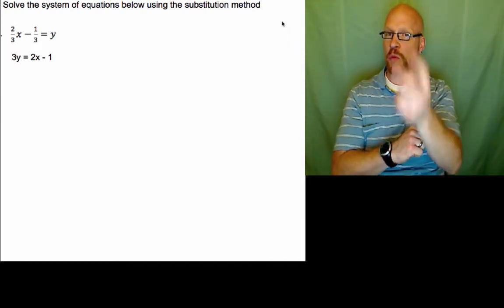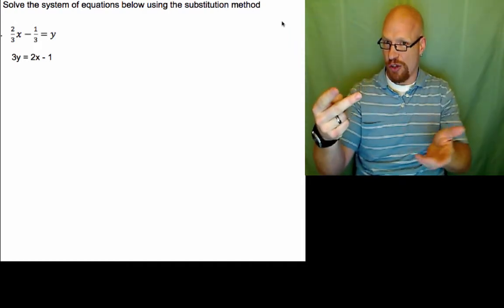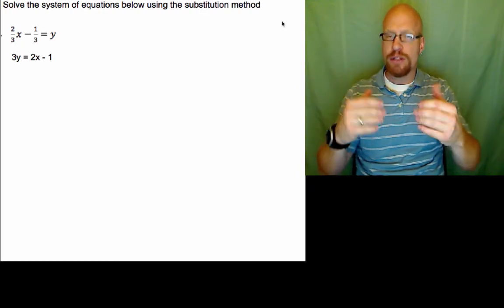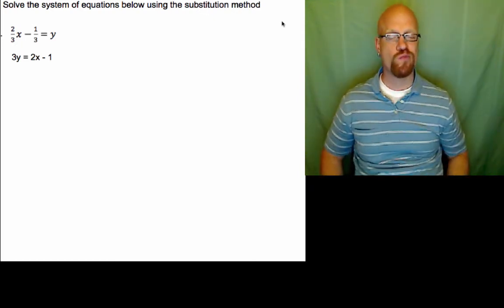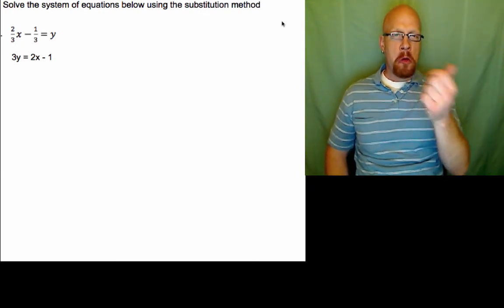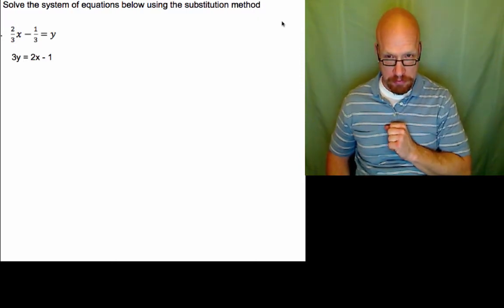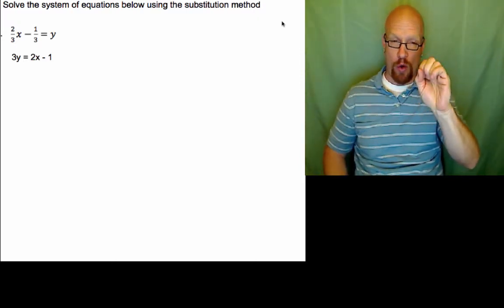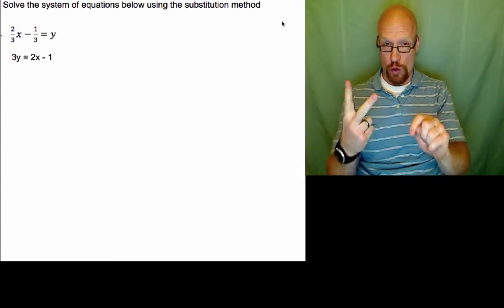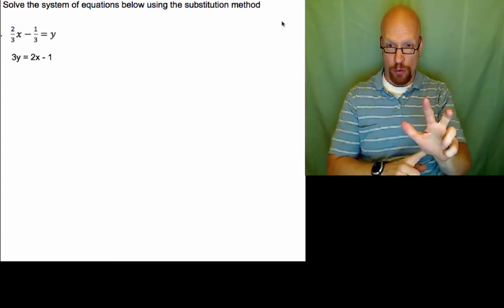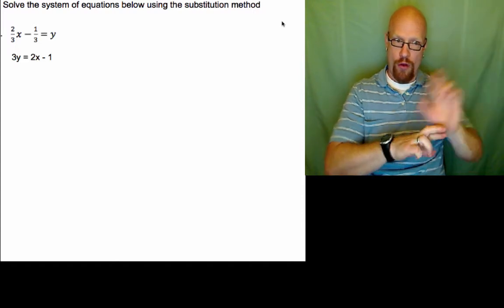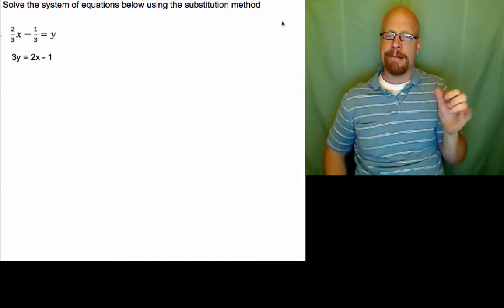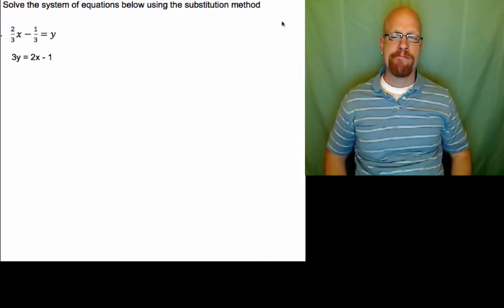Now we're going to talk about the substitution method with two equations. We have two unknowns. One equation does contain fractions. The other equation does not. One equation has the fractional coefficients, 2/3 x minus 1/3, equals y. That y is already isolated, as you can see.